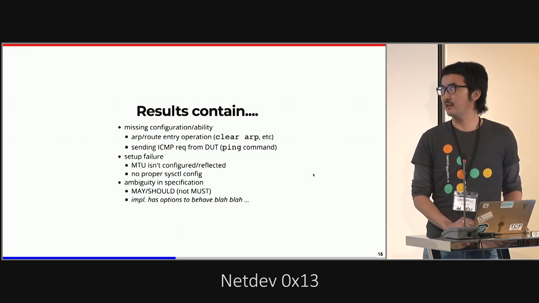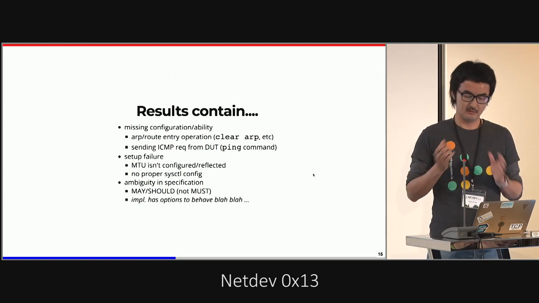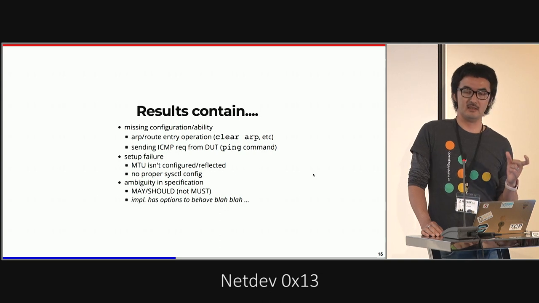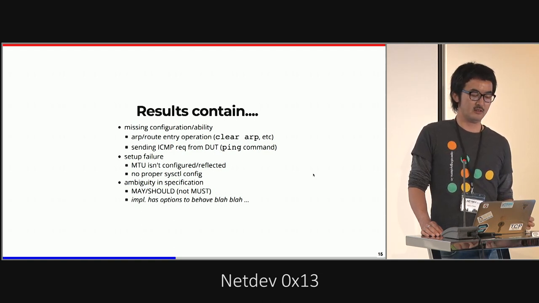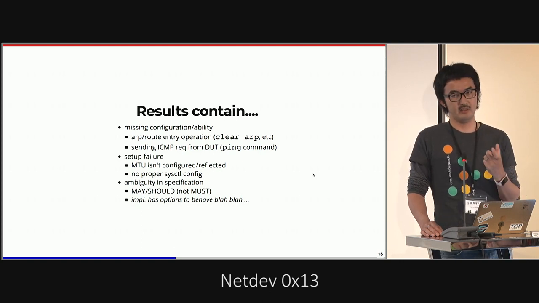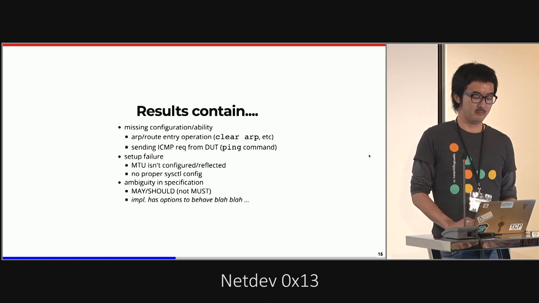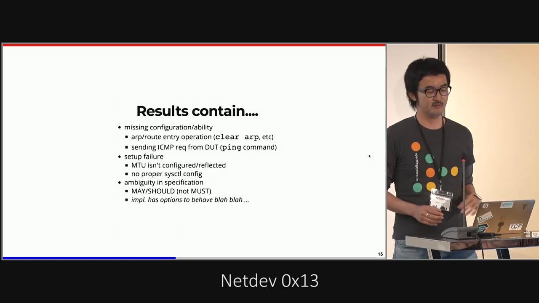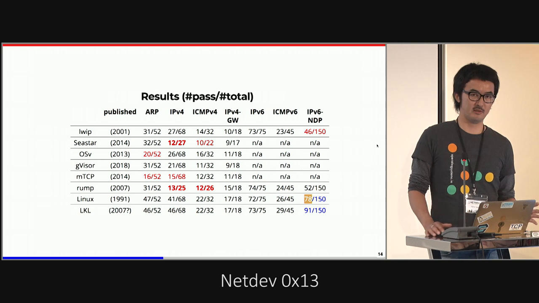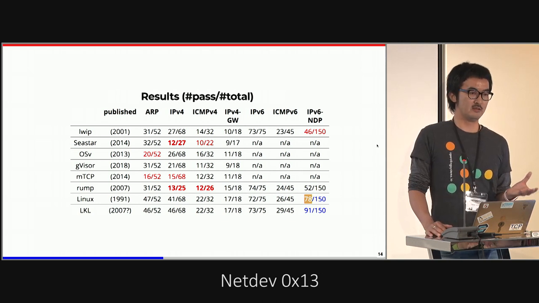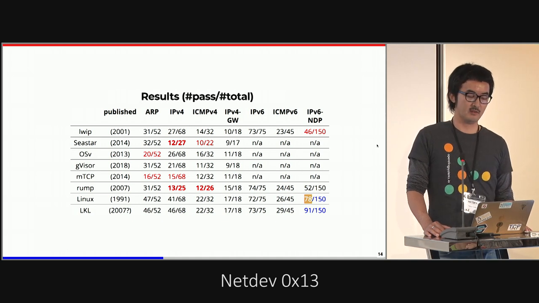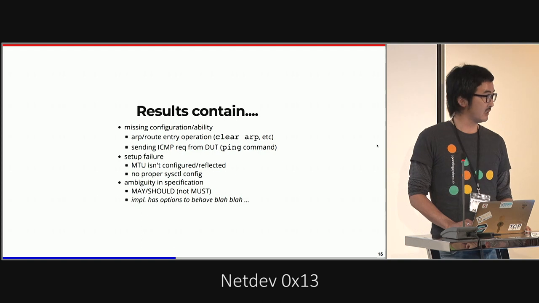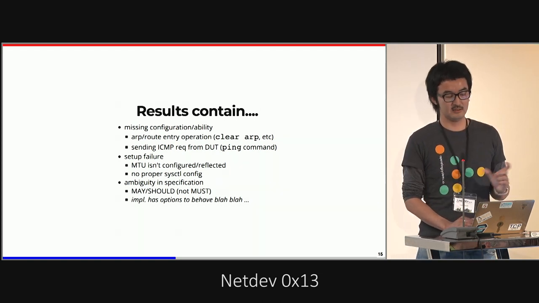Some of the tests require additional configuration of the network stack. For example, some tests require modification of the internal state, like clearing the ARP entry before the test, or sending the ICMP request from the network stack side. But most implementations don't have such dynamic configuration. For example, most user space network stack implementations only have a static configuration file, which is read during the bootstrap process. So after running such a network stack, we cannot configure any internal state, and those kinds of tests will fail.